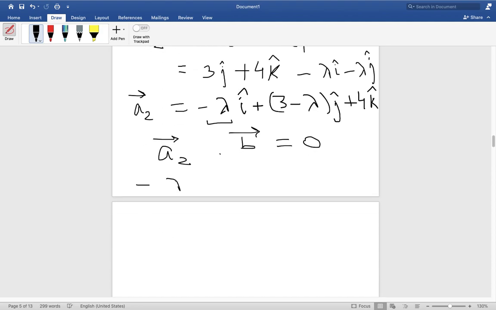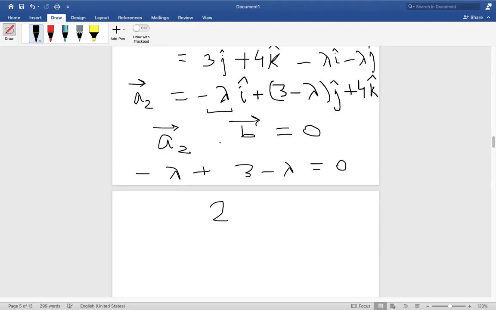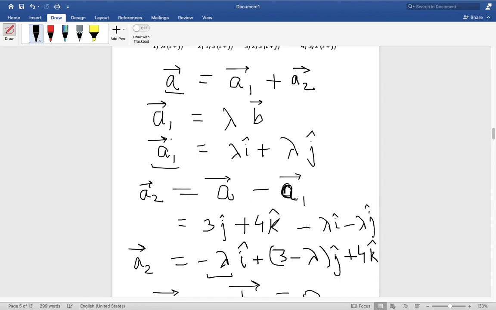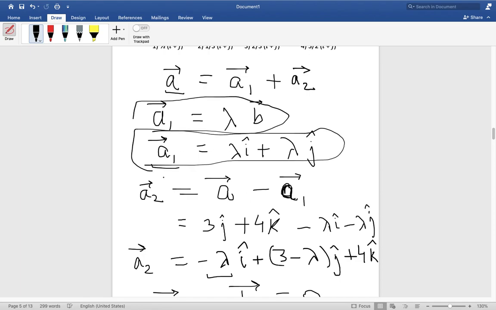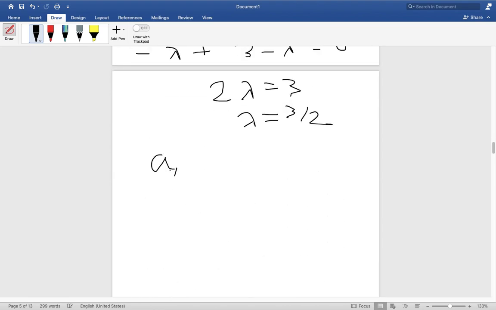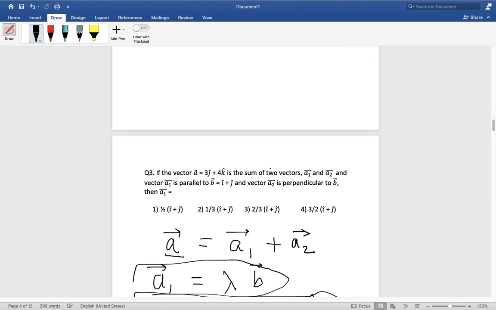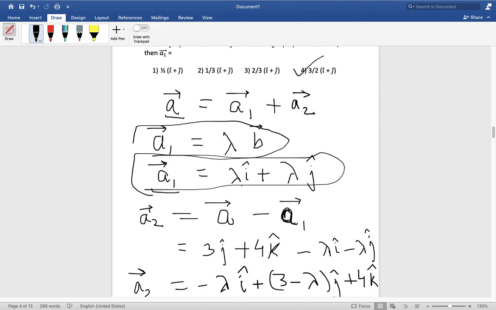So minus lambda plus 3 minus lambda is 0. 2 lambda is 3. Lambda is 3 by 2. Lambda 3 by 2, that means A1 was what? Lambda B, which was lambda I plus lambda j. So A1 is what? 3 by 2 I plus 3 by 2 j. That's it. This one was an easy problem.